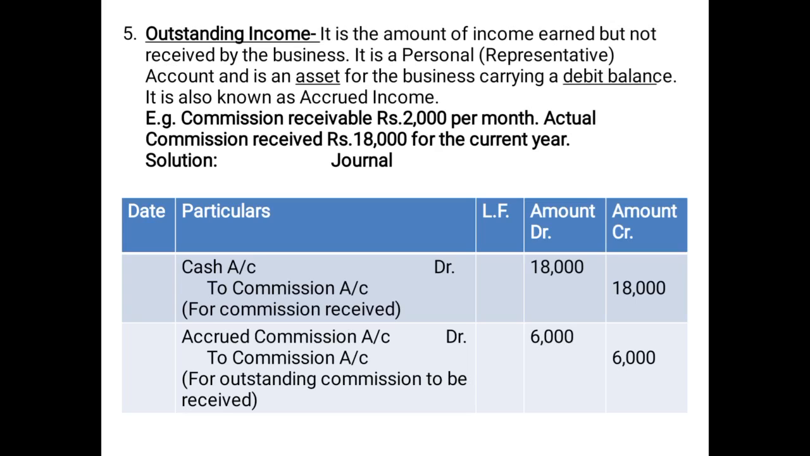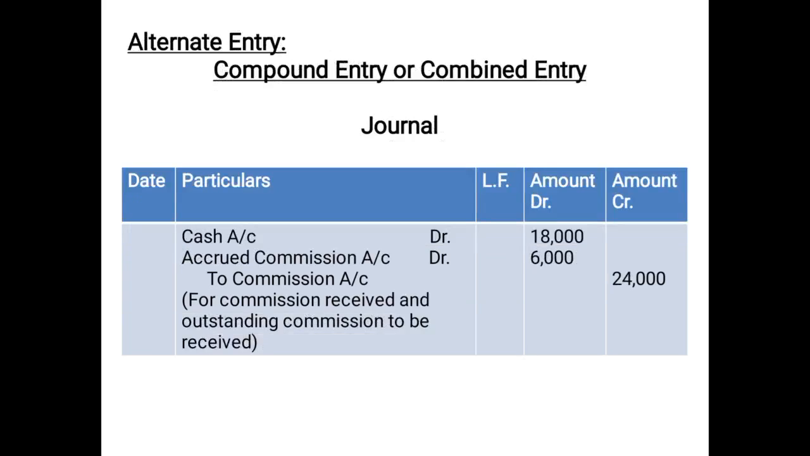In the second entry, the commission account is being credited with 6,000. So what we can do, either we can pass these two entries separately, or we can pass an alternate entry other than this, which is known as compound entry or combined entry. And as we have discussed, what is a compound entry or combined entry? An entry where more than one aspect or more than one account is debited or credited.